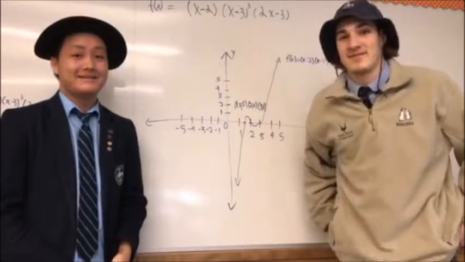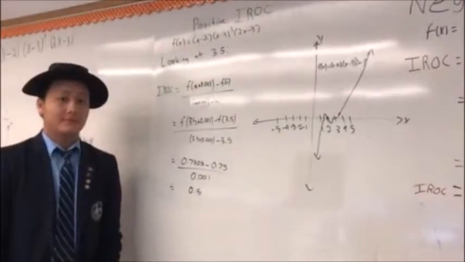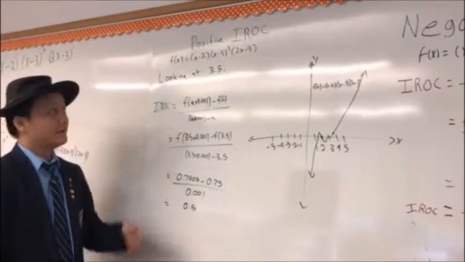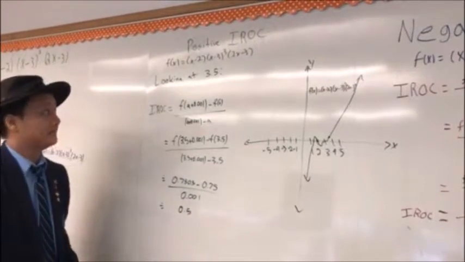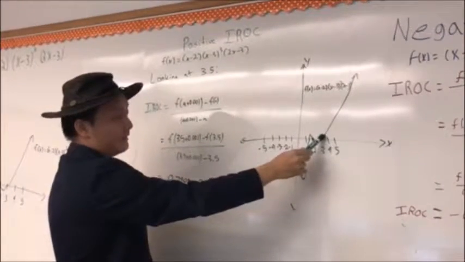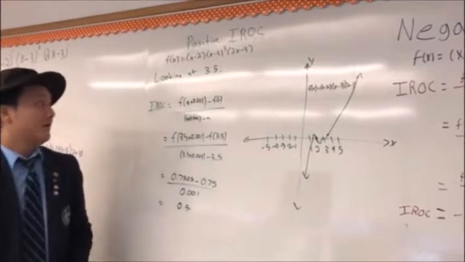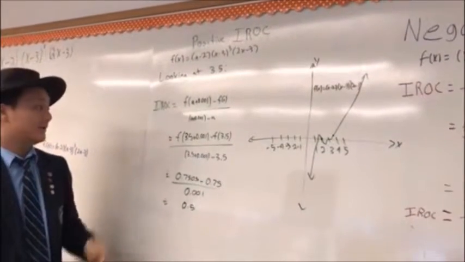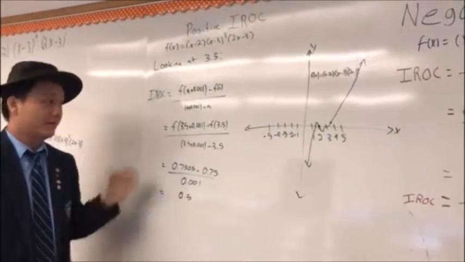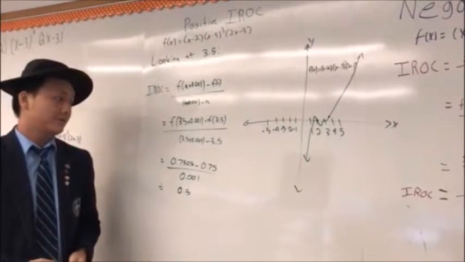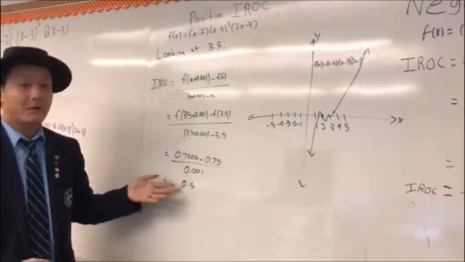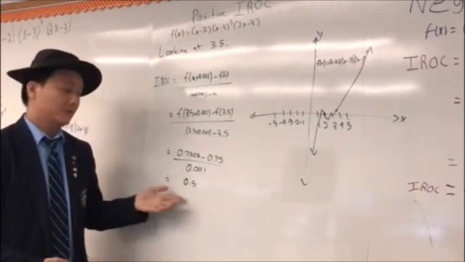That's right. Okay, next we're going to be analyzing the instantaneous rate of change of our function. First I'll start with our positive IROC, and we're looking at the point 3.5. On our graph, it'd be that point right there. Plugging it into the equation, f of 3.5 plus 0.001 minus f of 3.5, over 3.5 plus 0.001 minus 3.5, eventually we get the answer that 3.5 has a positive instantaneous rate of change of 0.5.